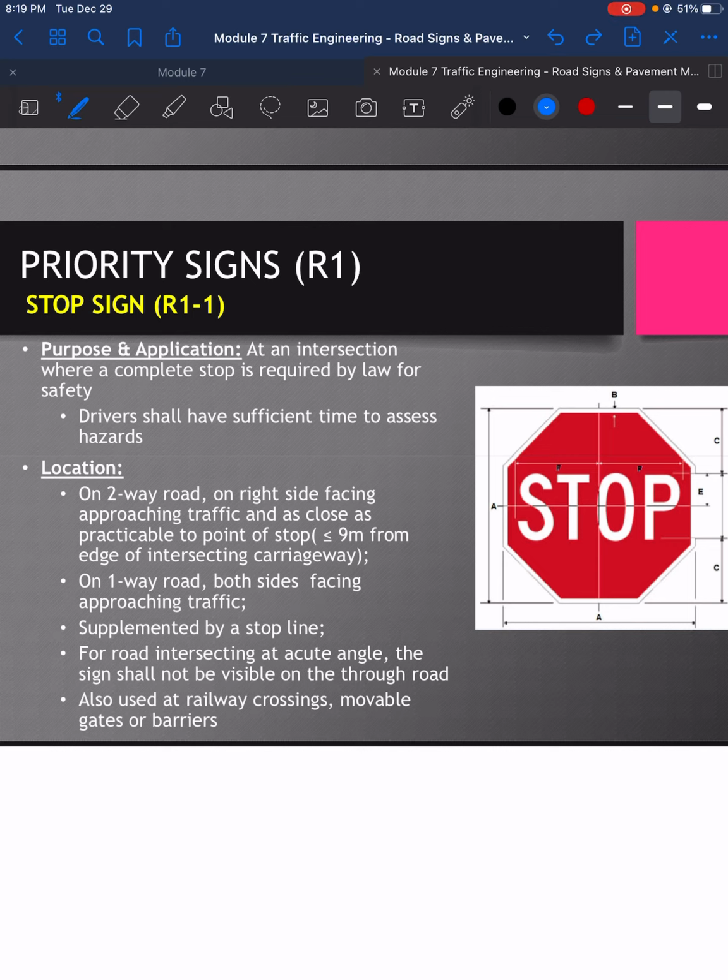Location: on a two-way road, on the right side facing approaching traffic and as close as practicable to the point of stop, or not less than 9 meters from the edge of the intersecting carriageway. On a one-way road, on both sides facing approaching traffic, supplemented by a stop line. For roads intersecting at an acute angle, the sign shall not be visible on the through road. Also used at railway crossings, movable gates or barriers. Yes, dalas natin makita yan.